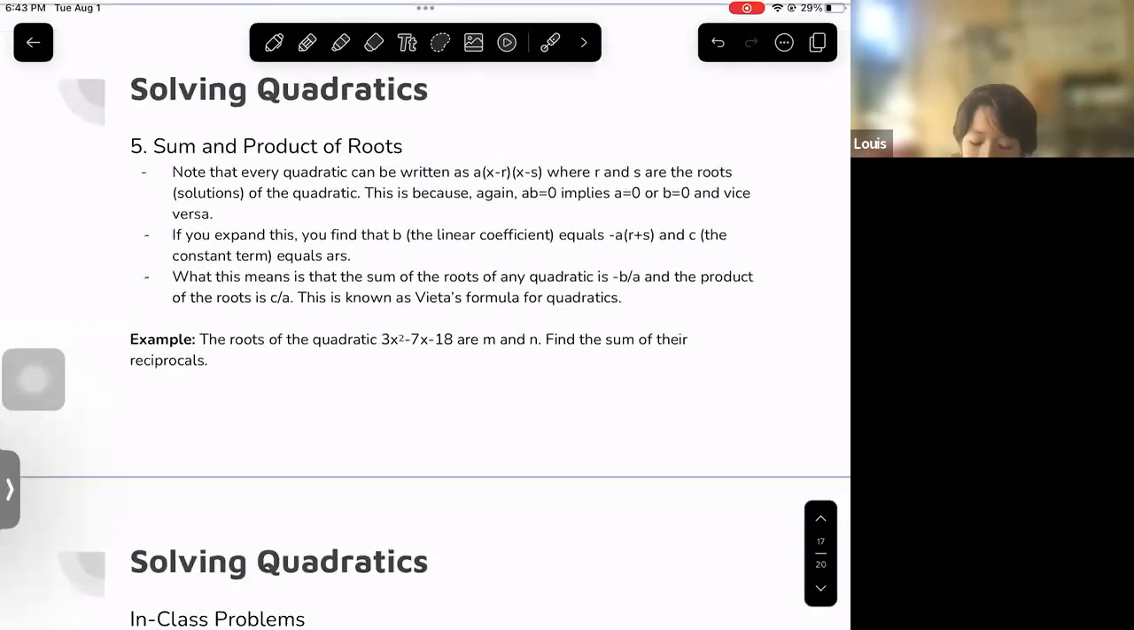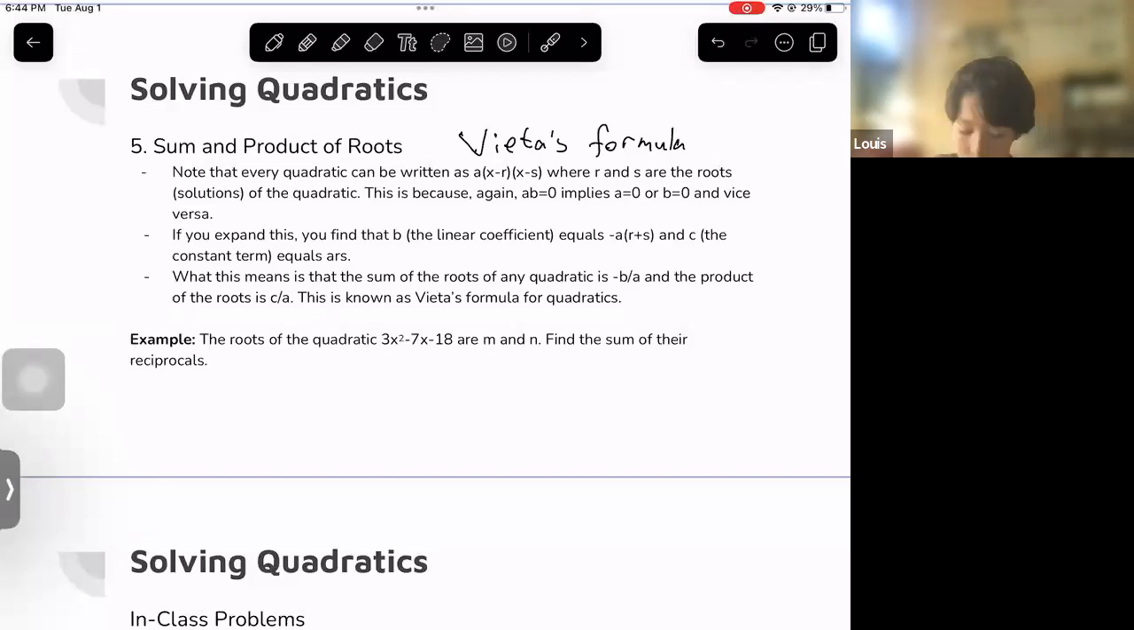So we have the sum and product of the roots. So this is also called Vieta's formula. We note that every quadratic can be written as a times x minus r times x minus s, where r and s are the roots.